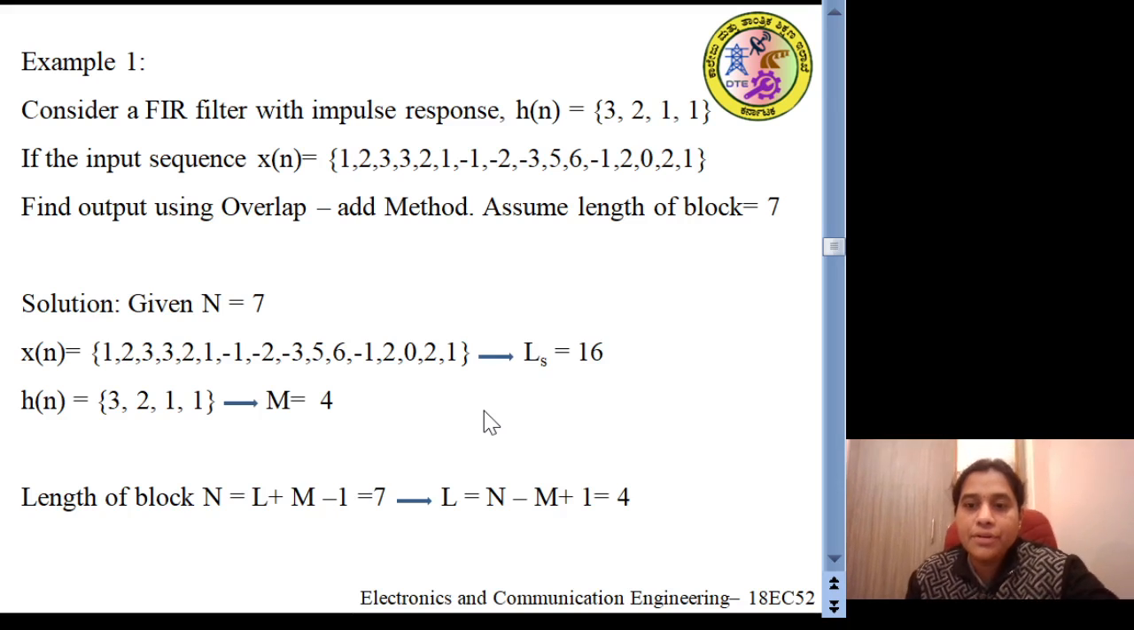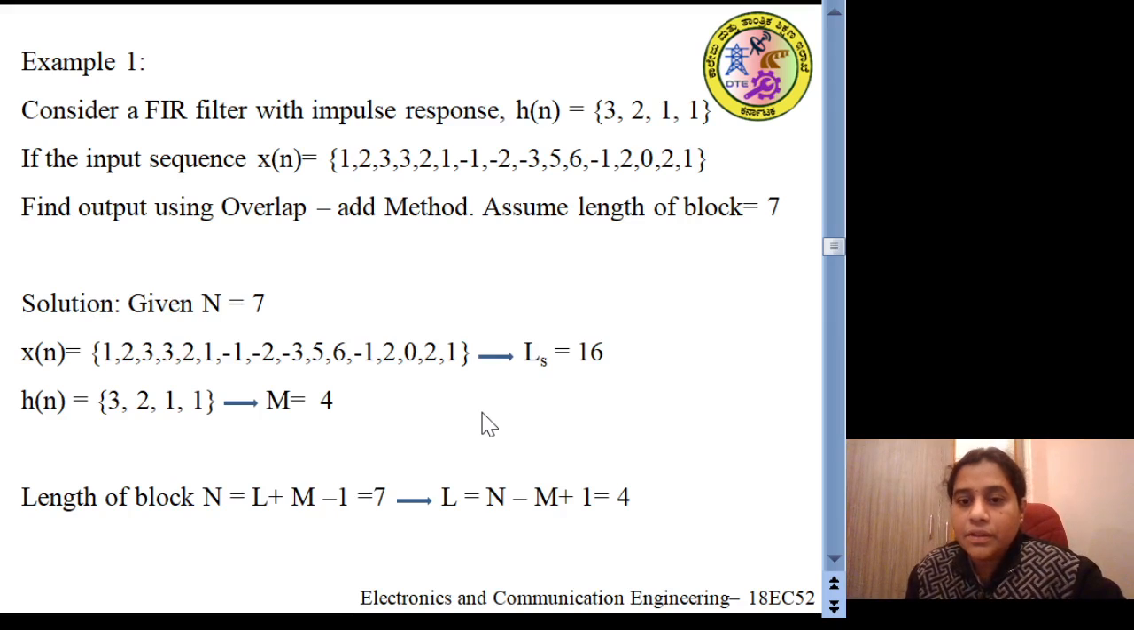So what we have to do? We have to find the output, that is the linear filtered output of the given incoming sample, which has more number of samples, longer data. So we have to make use of the block convolution method, that is the overlap add method, for finding the linear filtered output or overall output.